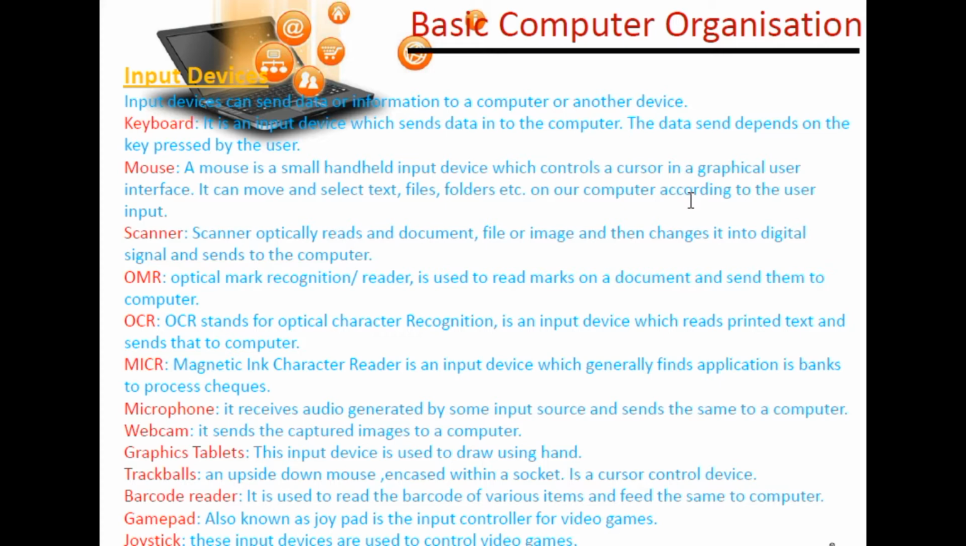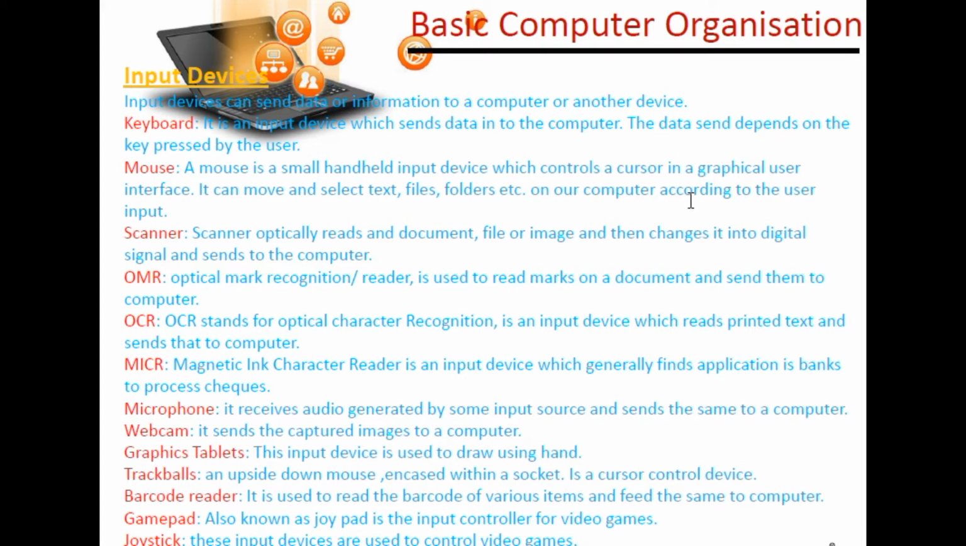The first one is the keyboard. It is an input device which sends data into the computer. The data depends on the keys pressed by the user. For example, if you press ABC, it will accept the same. If you press space, it is accepted by the computer.